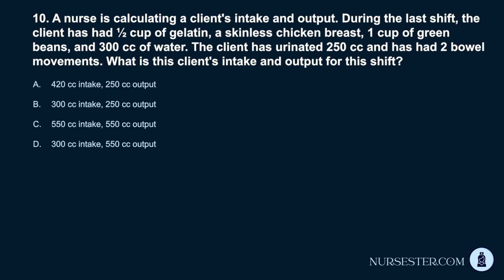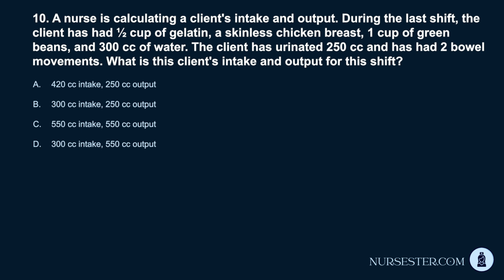10. A nurse is calculating a client's intake and output. During the last shift, the client has had half a cup of gelatin, a skinless chicken breast, 1 cup of green beans, and 300 cubic centimeters of water. The client has urinated 250 cubic centimeters and has had 2 bowel movements. What is this client's intake and output for this shift?